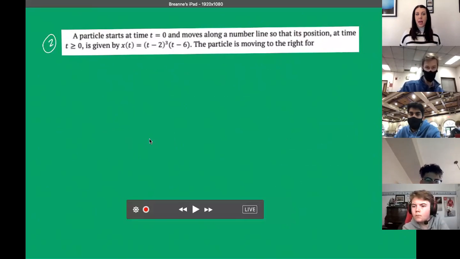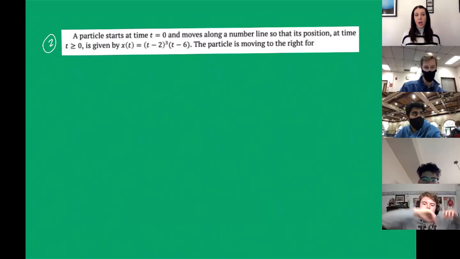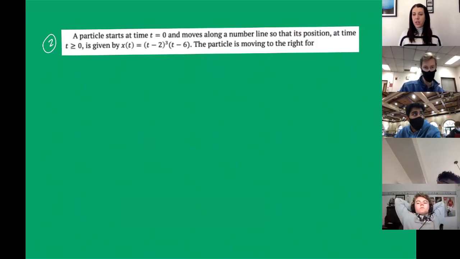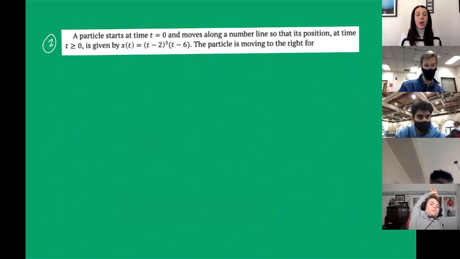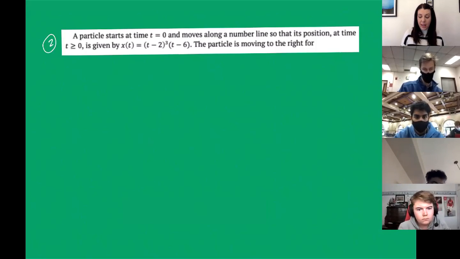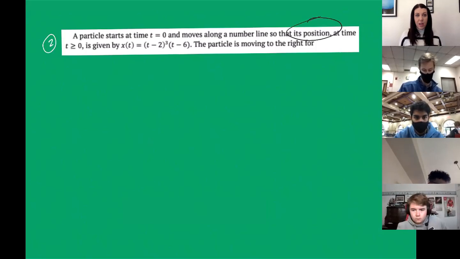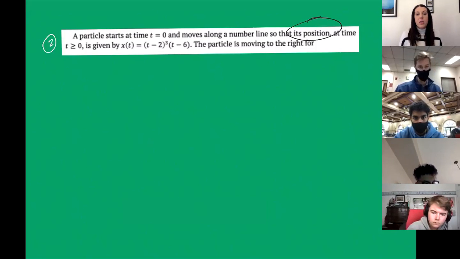Okay, this question was a highly missed question. There's some algebra involved in this problem that I think a lot of you got stuck on, so I really want to go through it. It says a particle starts at time t equals 0 and moves along a number line so that its position, make sure we're reading this carefully, its position at time t greater than or equal to 0 is given by x of t equals t minus 2 cubed times t minus 6.